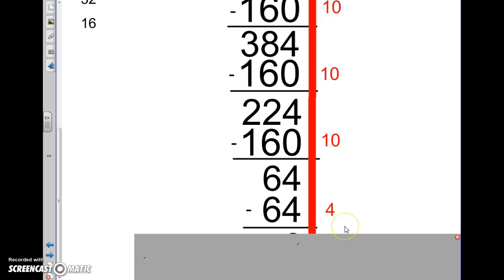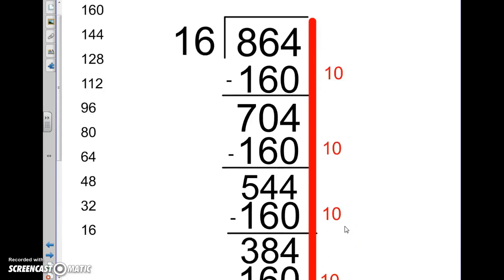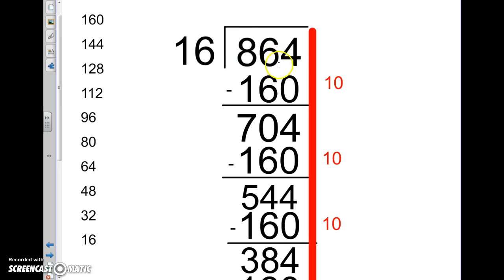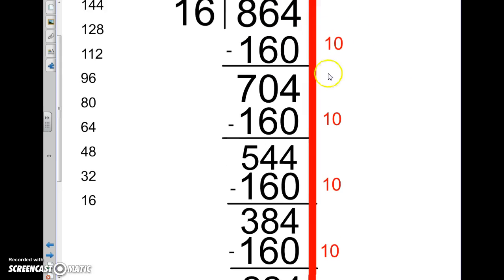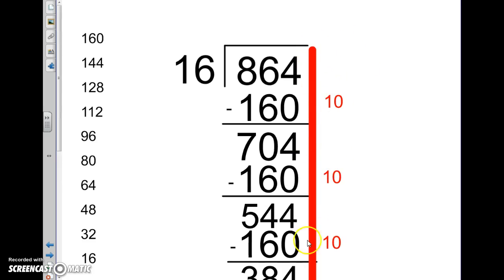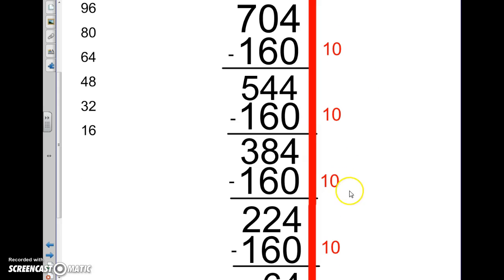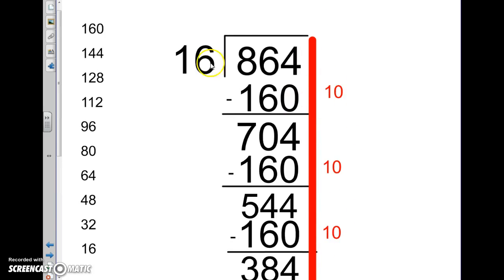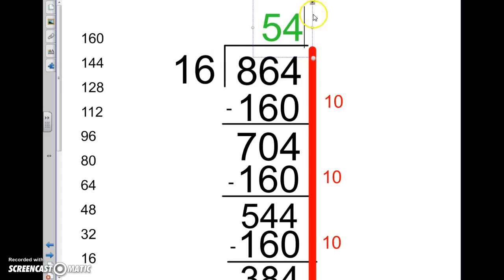That's the fourth multiple. So now, really what you're saying is, how many times was I able to take out 16 out of this 864? How many groups of 16 were there in 864? I just count up my multiples here. And so this is what we do. We do a one line here. We just jot down how many multiples each of these numbers are. So I have 10, 20, 30, 40, 50, 54. That means I was able to take out 16 54 times out of 864. So the quotient here is going to be 54 for 864 divided by 16.